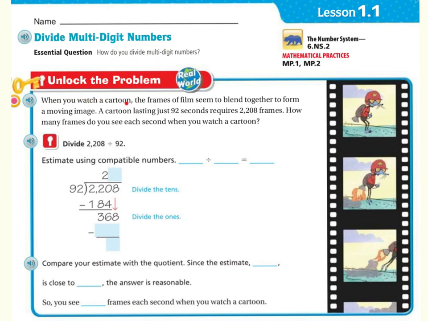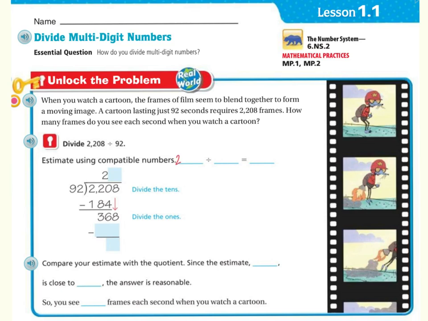When you watch a cartoon, the frames of film seem to blend together to form a moving image. A cartoon lasting just 90 seconds requires 2,208 frames. How many frames do you see each second when you watch the cartoon? So we're going to divide 2,208 by 92. You can estimate using compatible numbers.